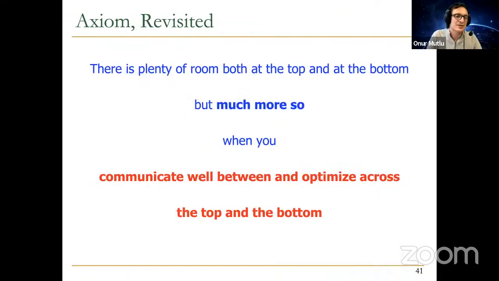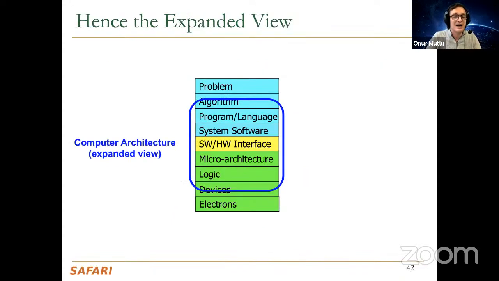But I will revisit the axiom saying that I agree with both of these, but I disagree that one is more important than the other. I think there's plenty of room both at the top and at the bottom, at the devices as well as algorithms and architectures. Computer architecture is at the middle of the divide, let's say. But I think you can do much more. You can get even more room if you can exploit the communication and optimization capability across the top and the bottom. Basically, you can cross that divide between the top part, the top blue part of this hierarchy, and the bottom green part of this hierarchy.